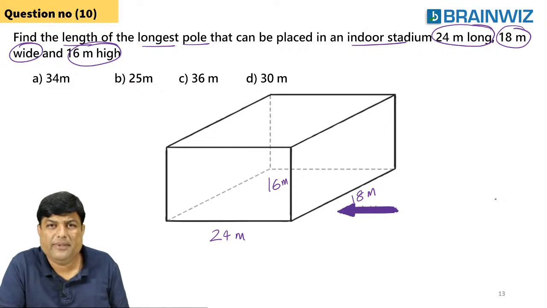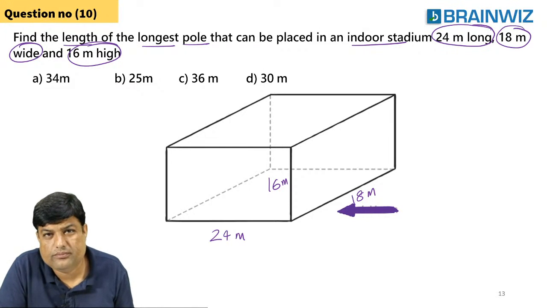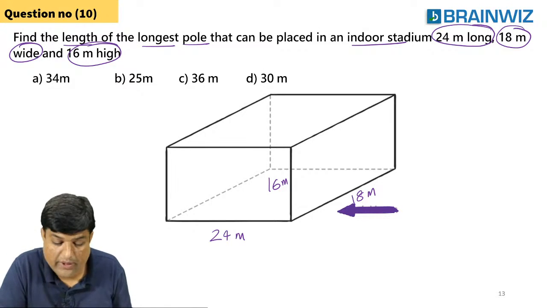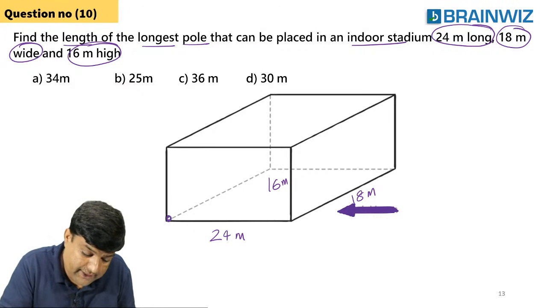So this is a big stadium. It's like a cuboid. It's a room. It's not a cube. It's a room. Okay, so this is one side.